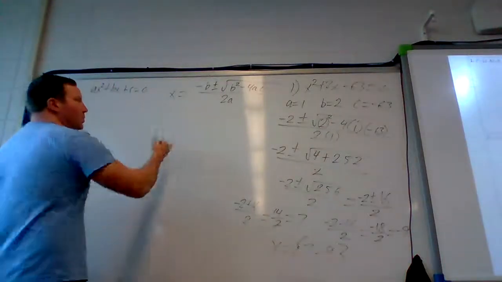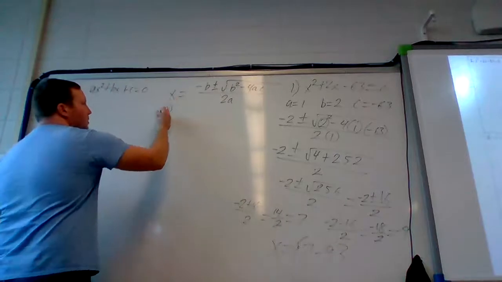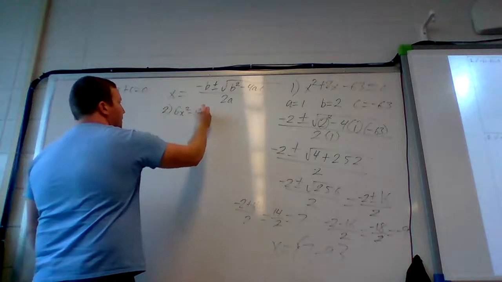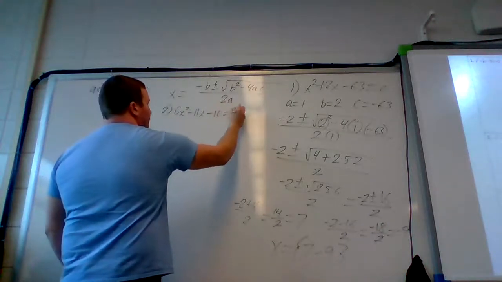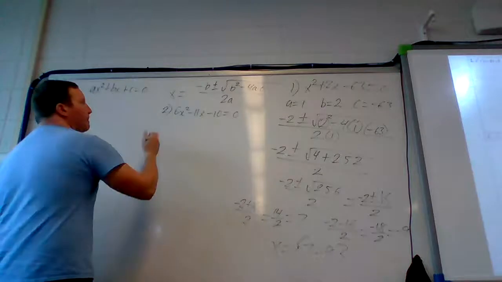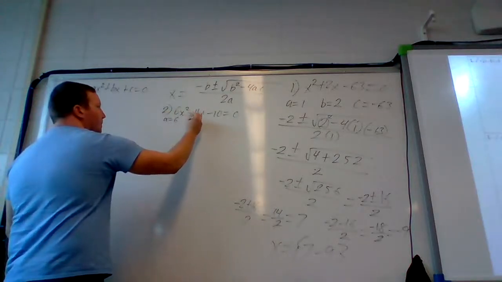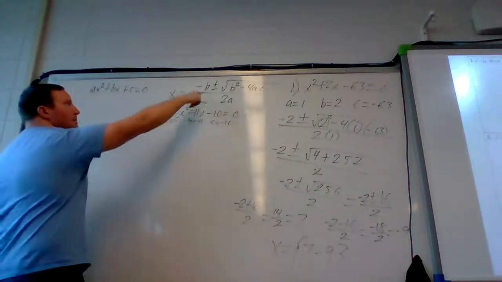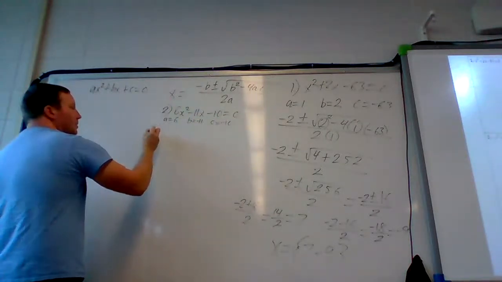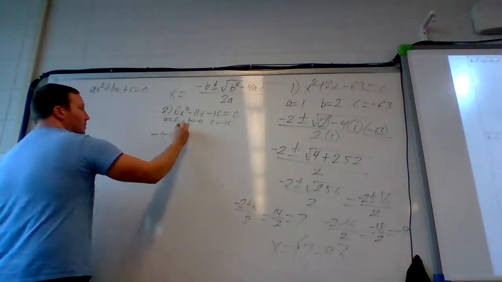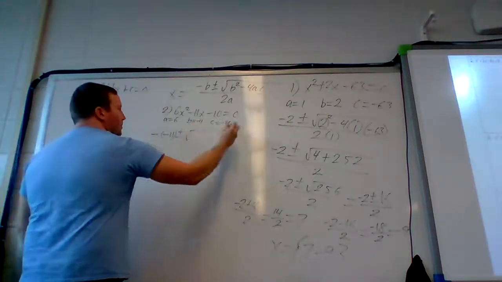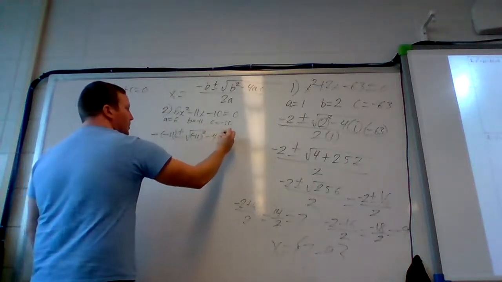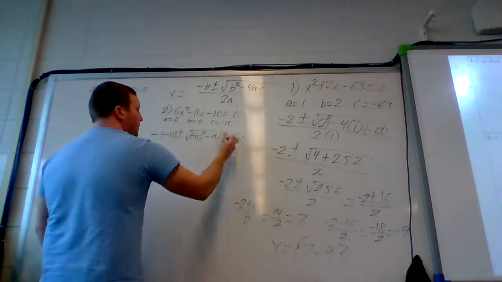Let's do number 2. Okay. So 6x squared minus 11x minus 10 equals 0. So a will equal 6, b will equal negative 11, and c will equal negative 10. And you've got to plug it into the formula. So it'd be negative times negative 11 plus or minus the square root of negative 11 squared minus 4 times 6 times negative 10, over 2 times 6.